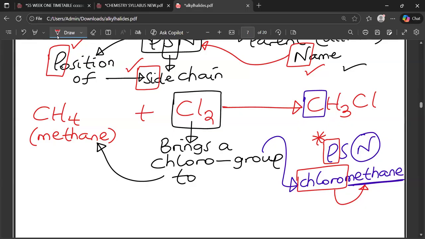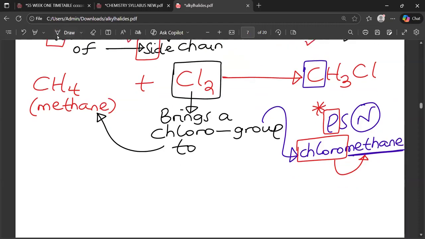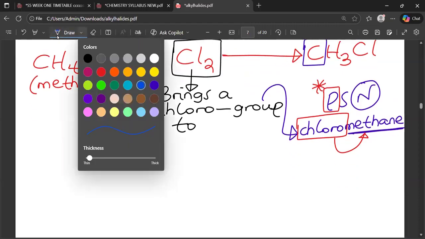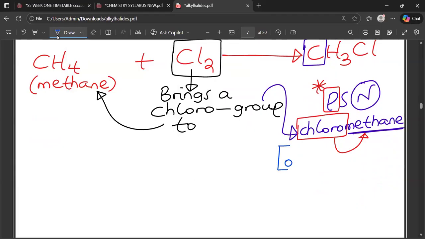PSN, chloromethane. So you simply say the chloro group has found its way in methane, so chloromethane. So you leave the methyl chloride. Methyl chloride was there to show us how the word alkyl halide was brought about. But the IUPAC name is chloro what? Methane. And it is one word. It is chloromethane and it is one what? One word. So you put that in consideration.